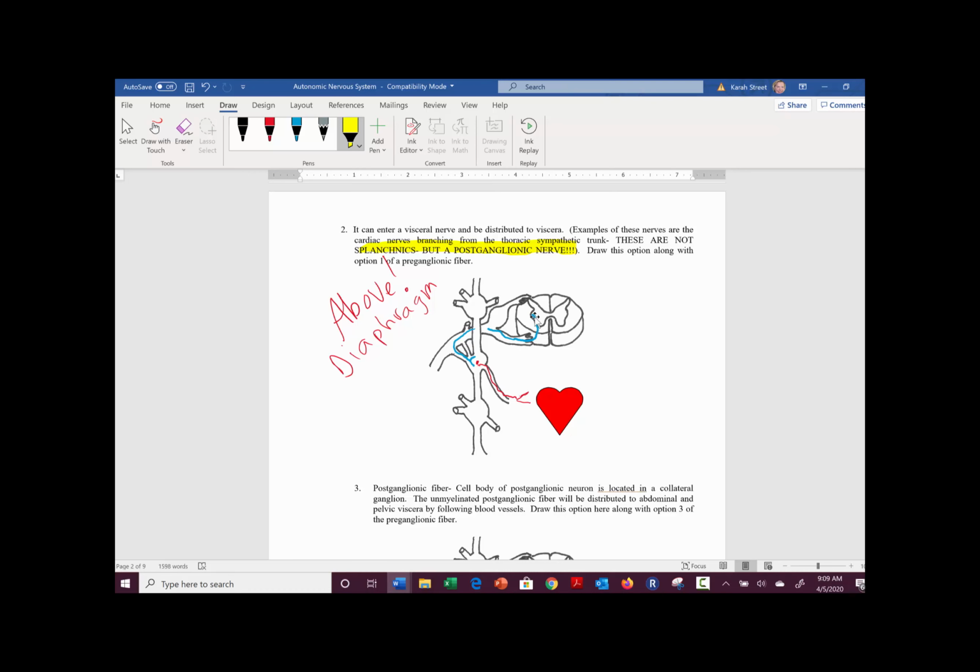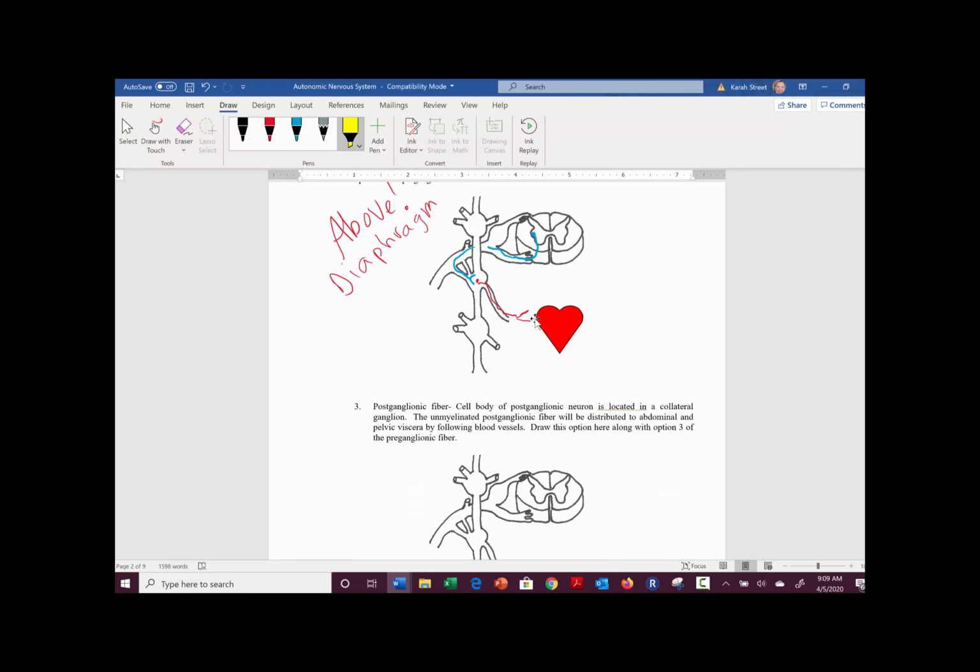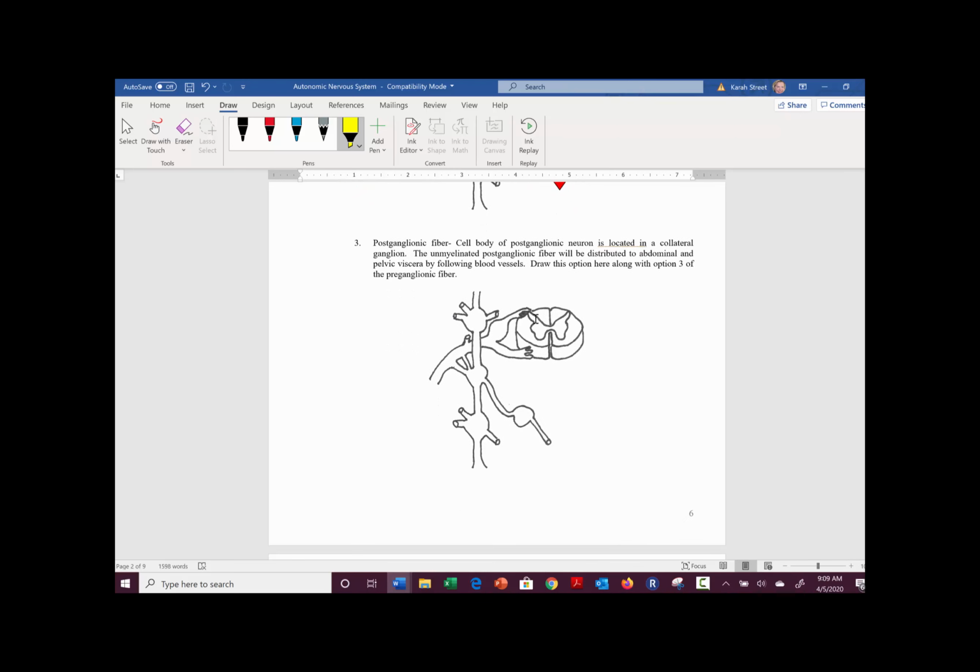And even some of them still go to the lungs. So it's just another term so that we don't confuse it with splanchnic. Now here's another option. In this option, the postganglionic fiber is going to be found in the collateral ganglion. So now we're going back to our below diaphragm.